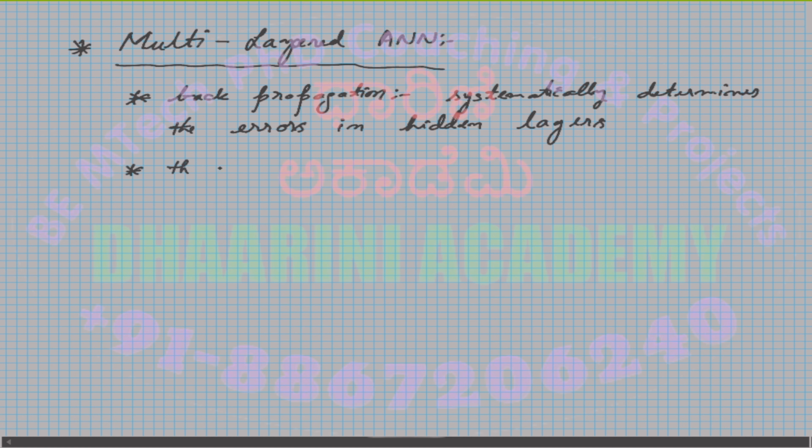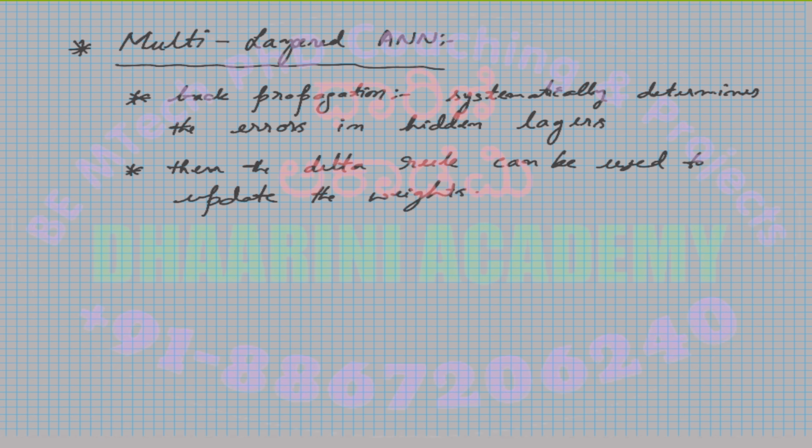Okay, so then the delta rule can be used to update the weights. Okay, now let me show you the same concept using the neural networks concept, right, with the help of a diagram.